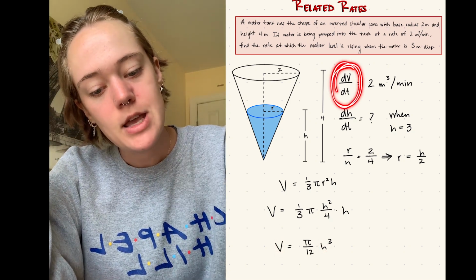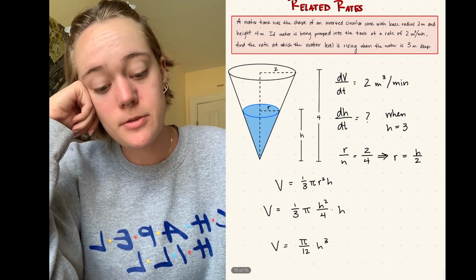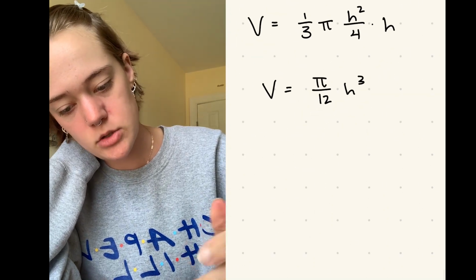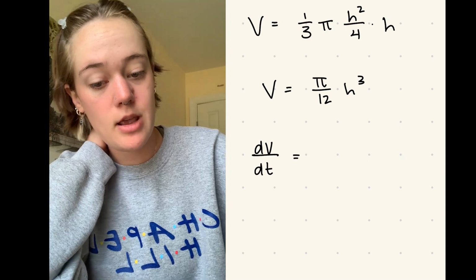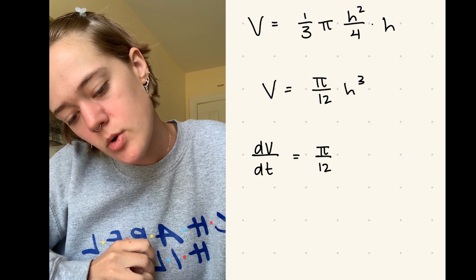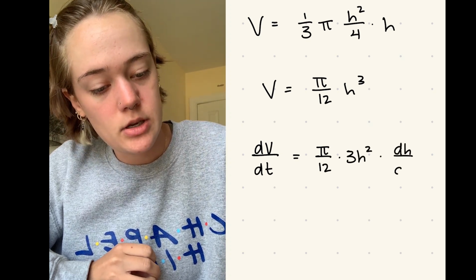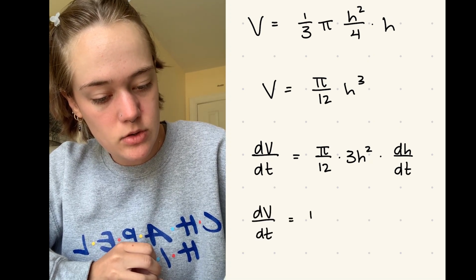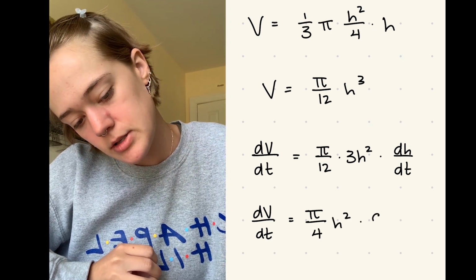Okay, we've got our equation, and we've got how our volume and our height are related, but we want to make our dV/dt and our dh/dt appear. So what can we do to this equation? Well, we can differentiate on both sides with respect to t. So this is going to turn into dV/dt, and then on my right side, I'm going to be very careful. I'm going to use my chain rule, so I'm going to have pi over 12 times 3h squared times dh/dt. And if we clean that up a little bit, we're going to have dV/dt is equal to pi over 4 h squared times dh/dt.